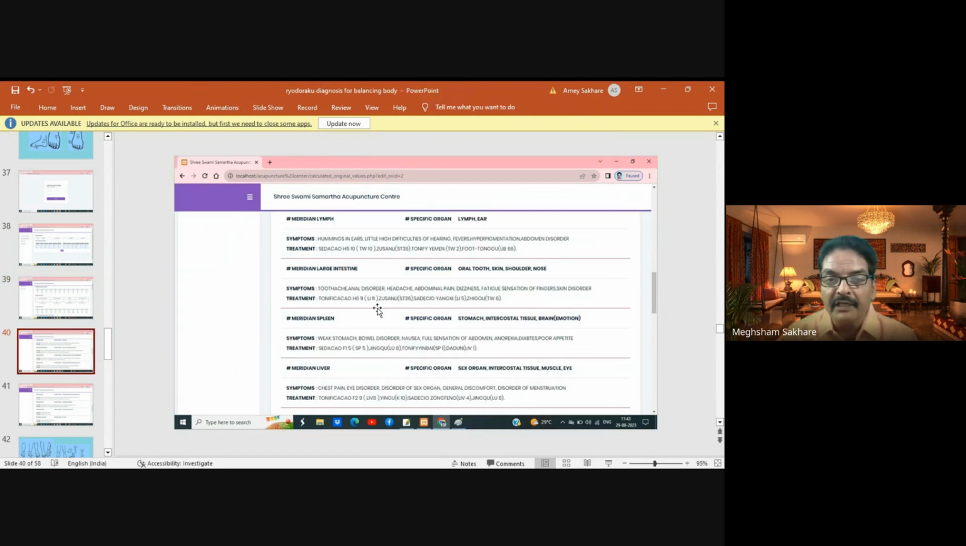Then here you find possible symptoms and treatment to be given. Here we can say liver, spleen, large lymphatic system. Here both sides are imbalanced. You should use TW10, stomach 36, TW2, and UB66.